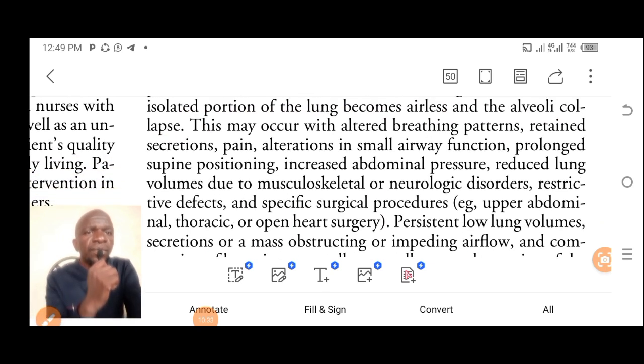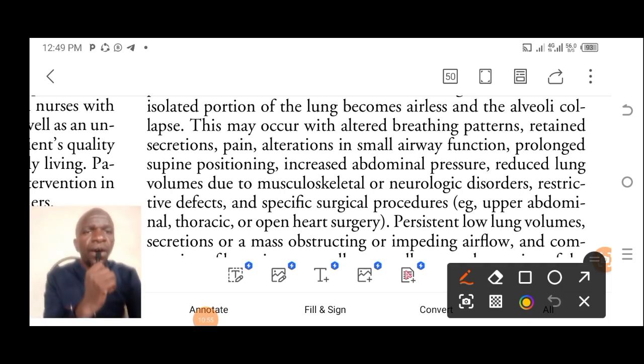This may occur with altered breathing patterns, retained secretions, pain, alterations in airway function, prolonged supine position, increased abdominal pressure, reduced lung volume due to musculoskeletal or neurologic disorders, restrictive defects, and specific surgical procedures. Let me try and explain. All these disorders in a way lead to less air in the alveoli through blockage or partial blockage.